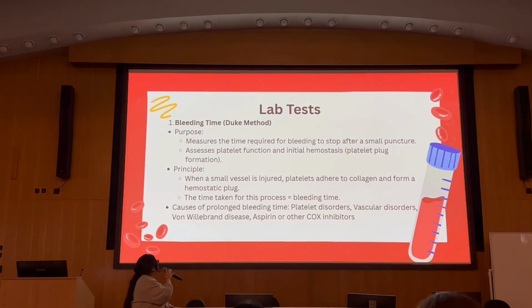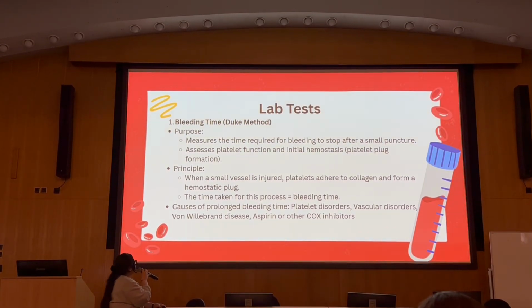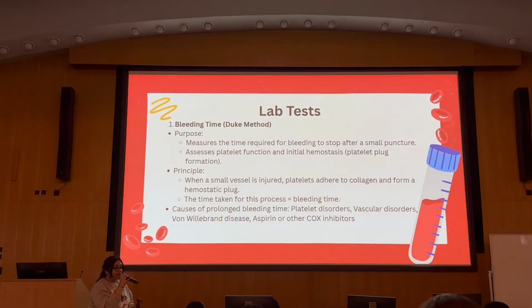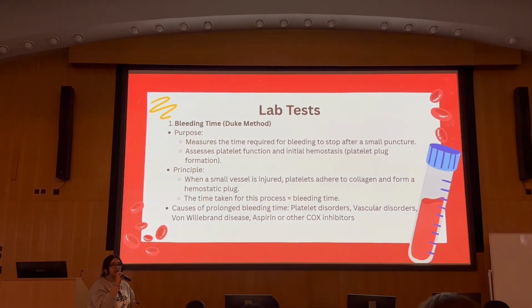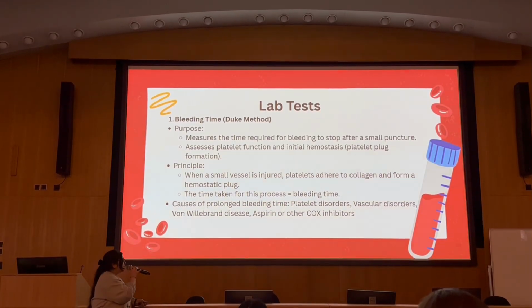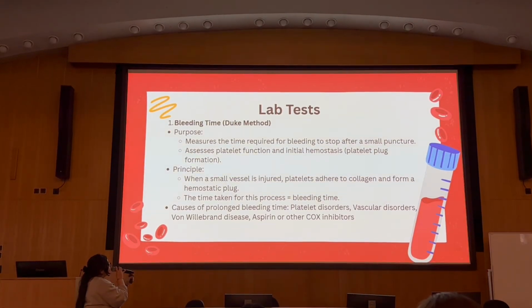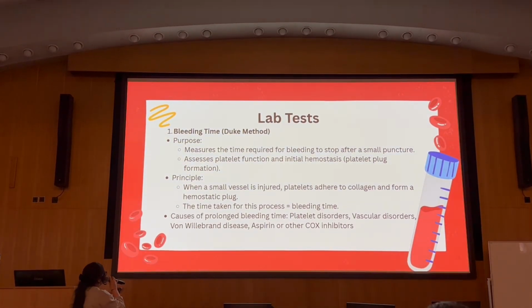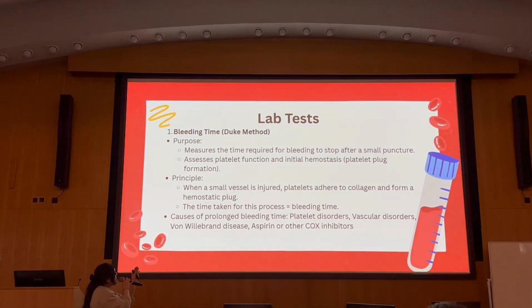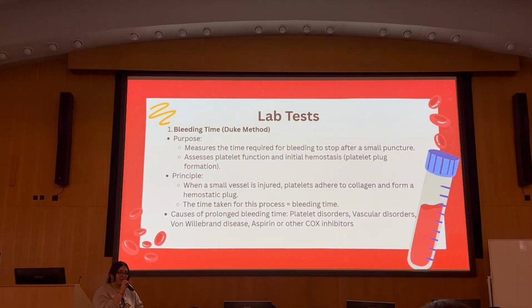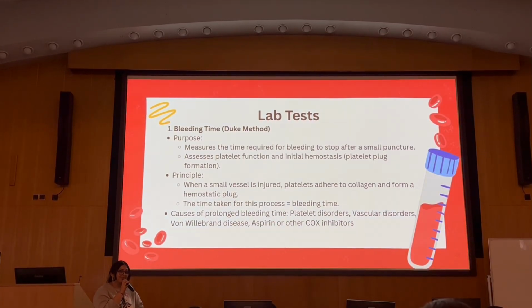First you have your bleeding time, or Duke method. Here the main principle is you are measuring the clotting time, the platelet activation time. When a small vessel is injured, the platelets adhere to the collagen and form the hemostatic plug, and the time taken for this process is the bleeding time. Do you want to know how the experiment is done, or do you want to know in lab class?